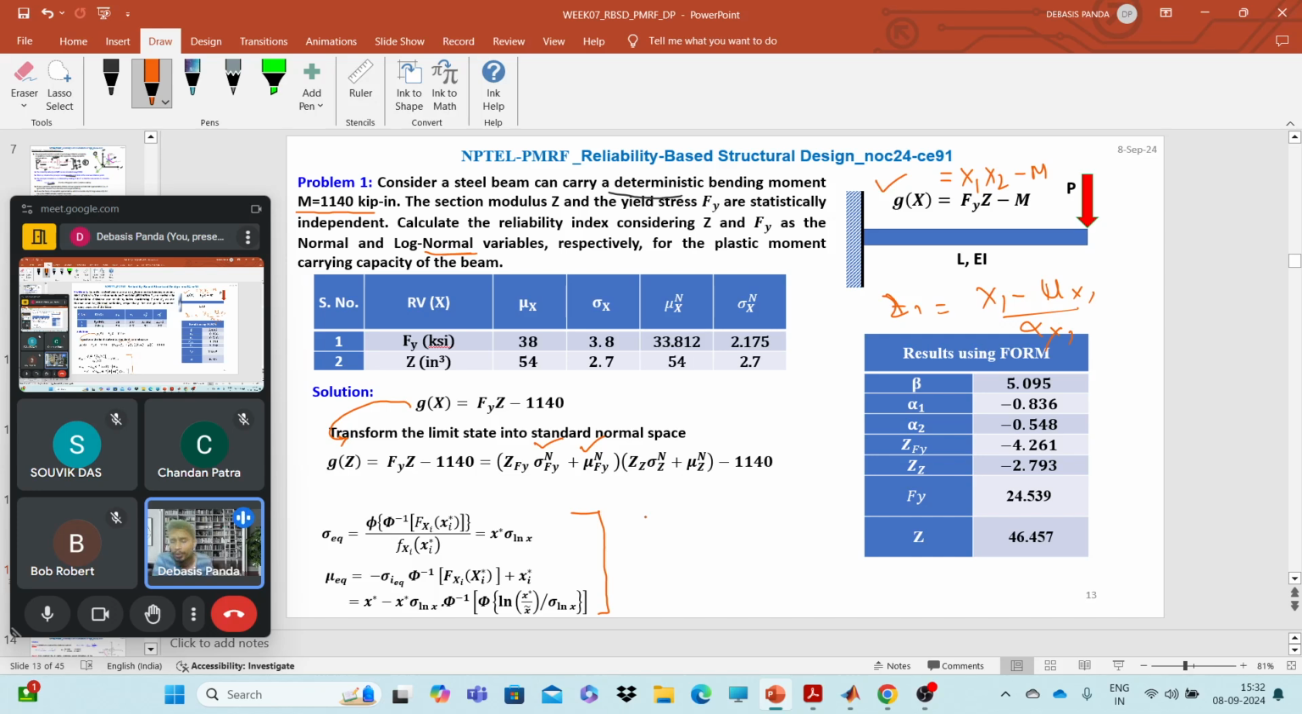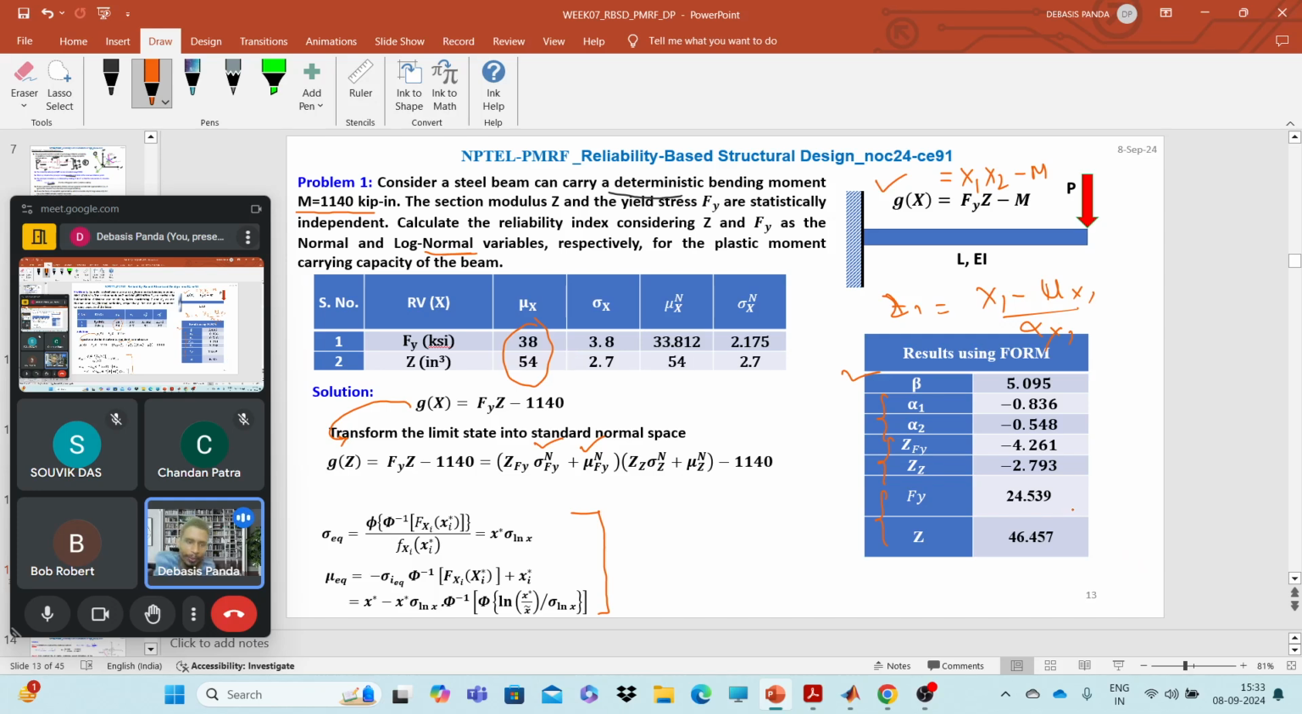If we solve the problem, we will get these values. Beta is equal to minus 5.059 and the final alpha1, alpha2 are minus 0.836 and 0.543. These are the design points in the Z domain, and these are the design points in the X domain. Bob, you were asking why we go for this reliability analysis. In a practical example like this problem, if we go with these values, it will not assure the probability of failure or some beta value.